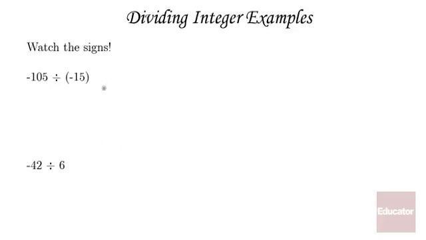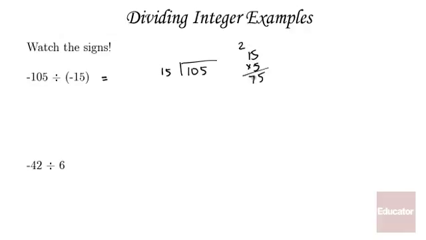Once again, let's pay careful attention to the signs. A negative divided by a negative is a positive. So now I can just worry about the 105 divided by 15. If you're dividing and you're not sure how many times 15 will go into 105, you can always do a guess and check. So 15 is close to 20 and 105 is close to 100. So it would be around 5 times. Let's take a guess of 5.